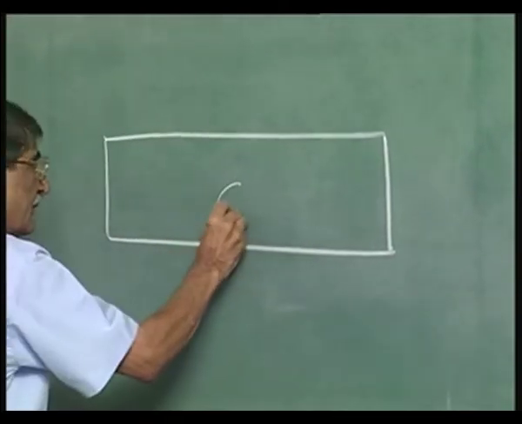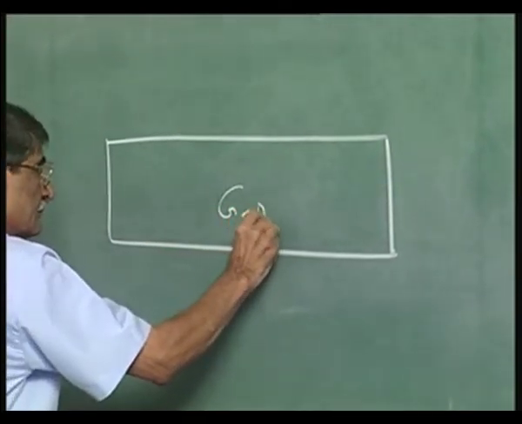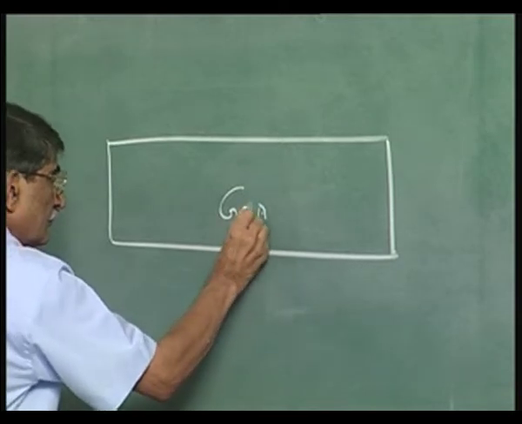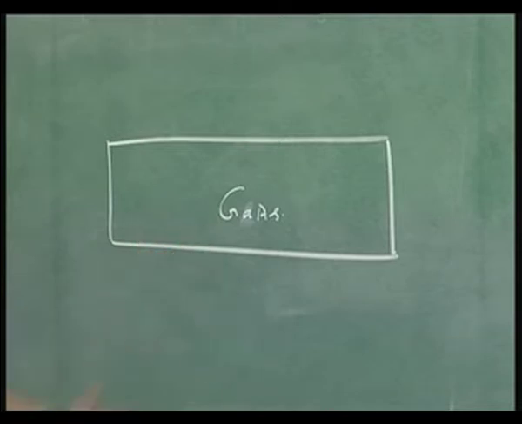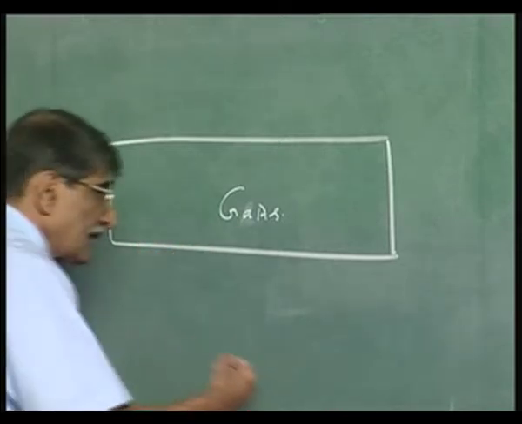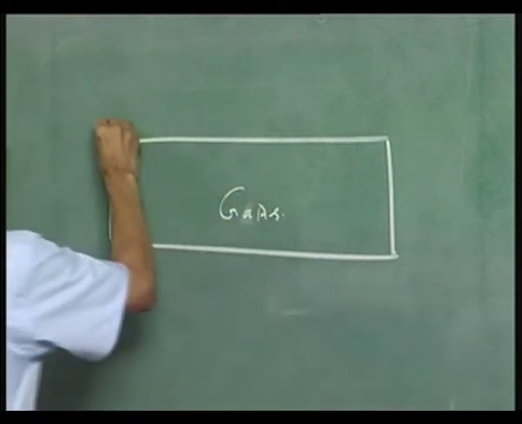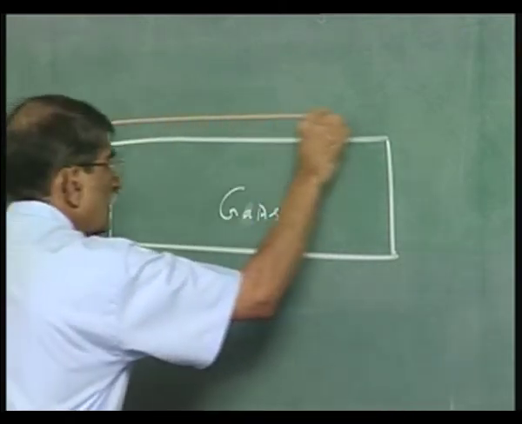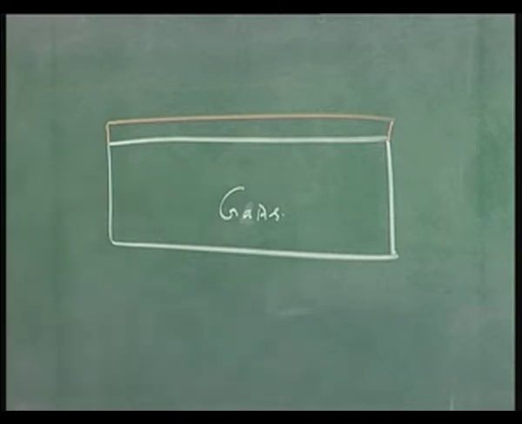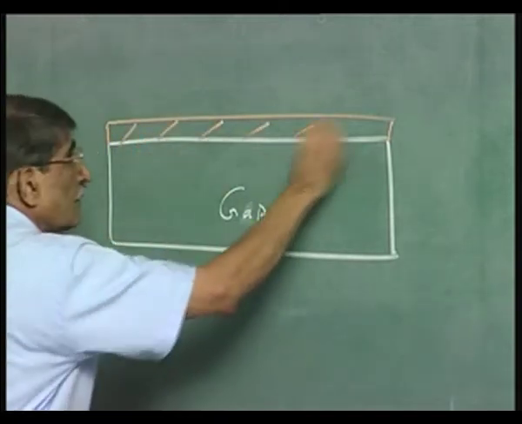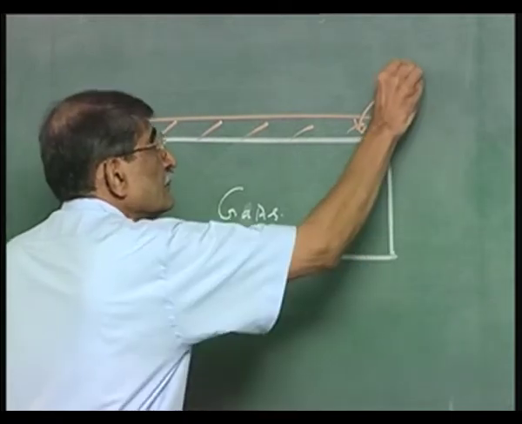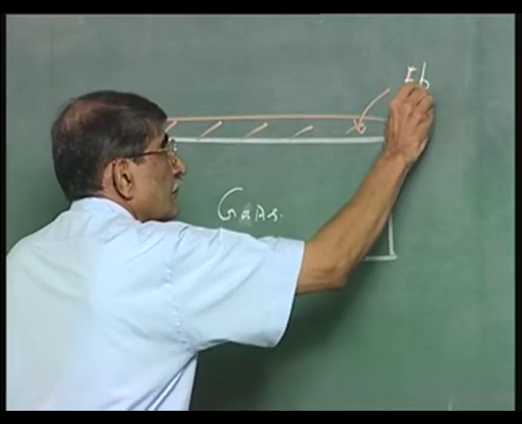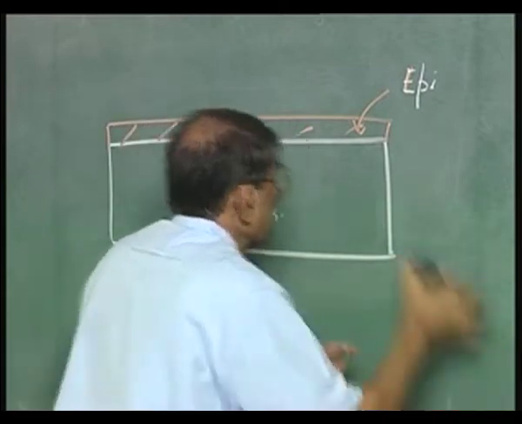I have some gallium arsenide substrate. This may be undoped. It is a substrate that I am using. On that, I want to grow another layer, like that. This is a layer which I am growing, epitaxial layer. Maybe it is not visible, I will just redraw that.